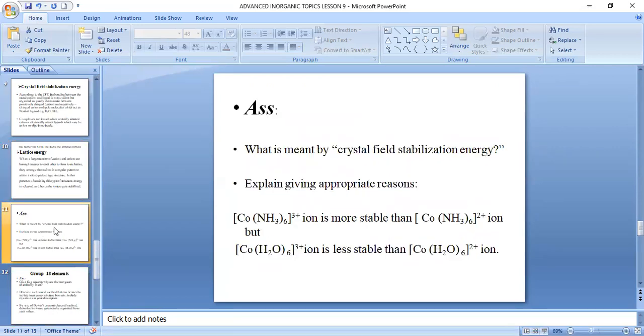An assignment I can leave you with is: what is meant by crystal field stabilization energy? Another one is: explain, giving appropriate reasons, why the hexaammine cobalt(III) ion is more stable than the hexaammine cobalt(II) ion, while the hexaaqua cobalt(III) ion is less stable than the hexaaqua cobalt(II) ion.